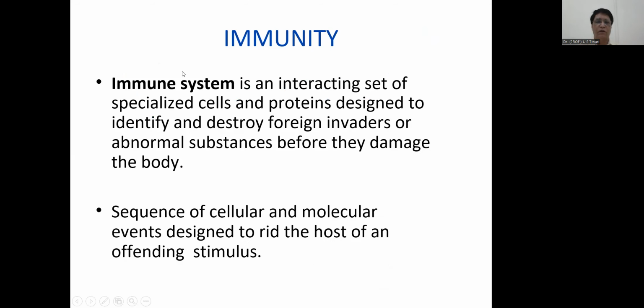Actually, if we talk in terms of immunity, the immune system is an interacting set of specialized cells and proteins designed to identify and destroy foreign invaders or abnormal substances before they damage the body. So that is how the immune system works. There is a sequence of cellular and molecular events that are designed to get rid of an offending stimulus. It is actually a protective mechanism.